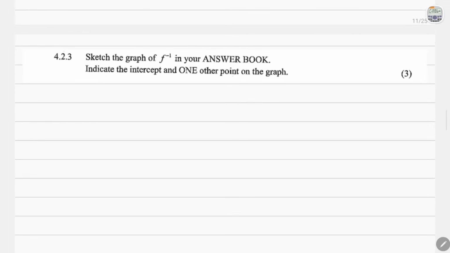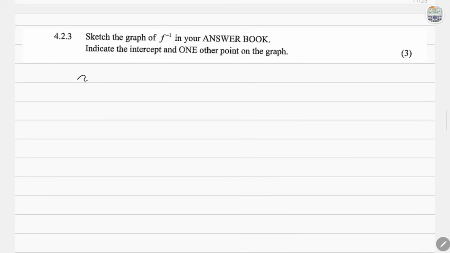And so we know that if the y-intercept is 0 and 1 on the original function, on the inverse, what this point will look like is the x and y values will swap, just like when finding the equation of the inverse. It's just going to be 1 and 0. So we have an x-intercept.